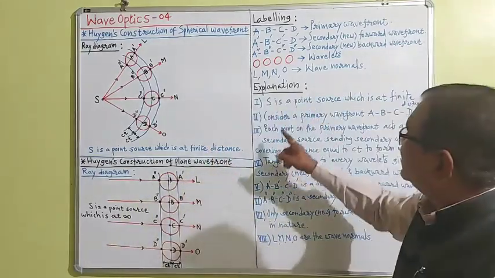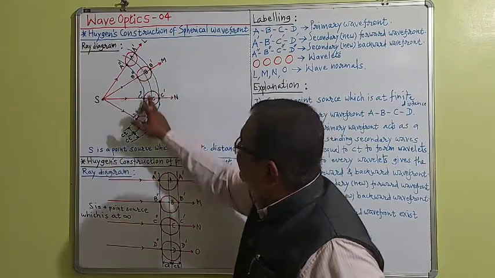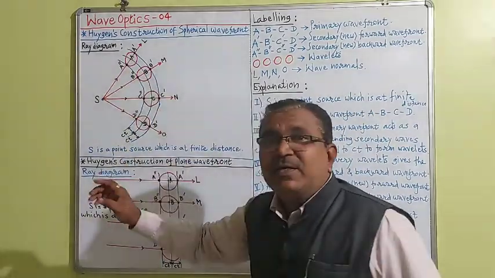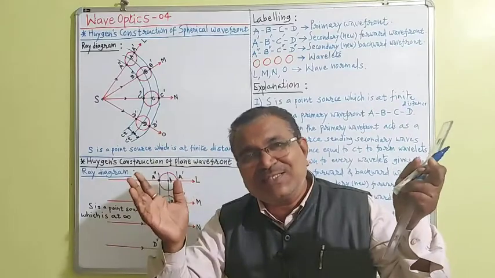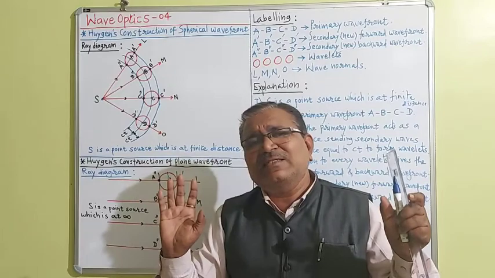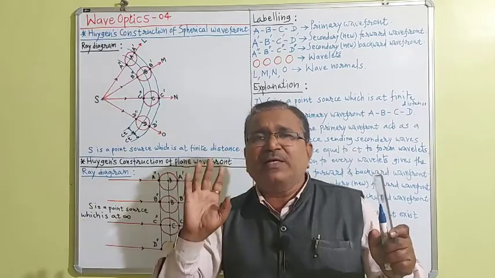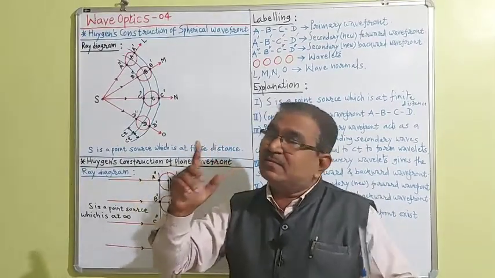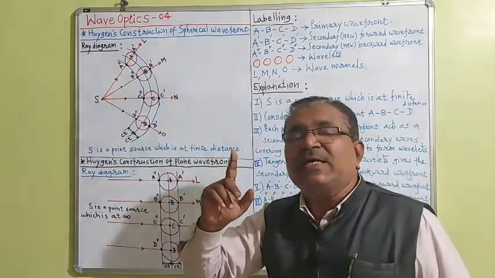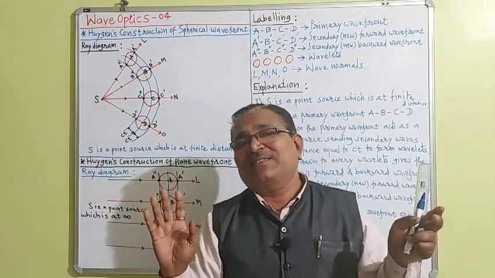What is the second sentence? Consider a primary wavefront A, B, C, D. This is a primary wavefront. Then every point on the primary wavefront acts as a secondary source, sending out secondary waves in all possible directions. This repeats the sentence of Huygens principle that you have written. Write down that same sentence again. Every point on the primary wavefront acts as a secondary source, sending out secondary waves in all possible directions.